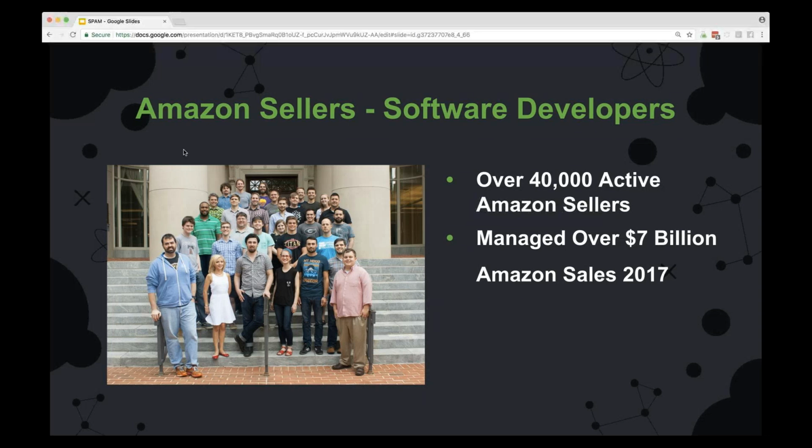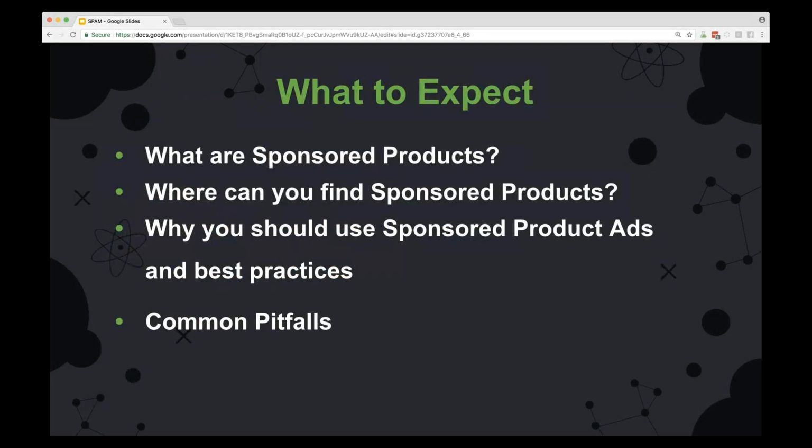So first things first, what should you expect from this meeting? One, what are sponsored product ads? Where can you find sponsored product ads? Why you should be running them, and what are the best practices for running them? I know a lot of you maybe are selling on Amazon currently, or if not, when you get into it, sponsored product ads are an essential part of it. And then what are the common pitfalls that we see people fall into if they're running sponsored product ads for the first time on Amazon? So let's get moving with that.